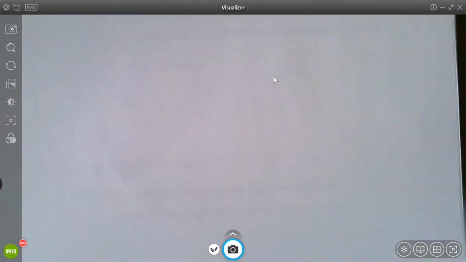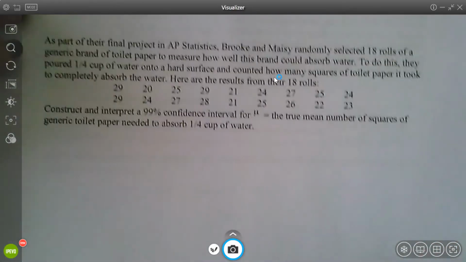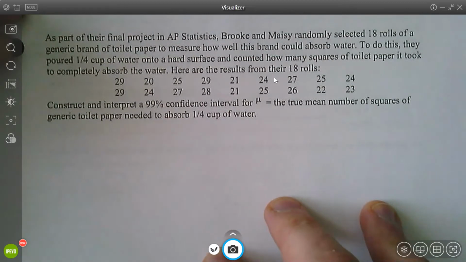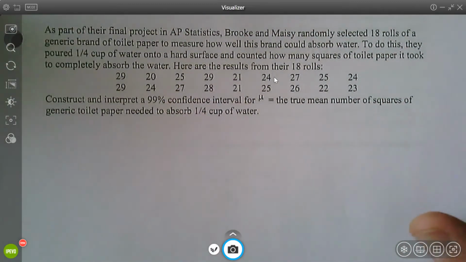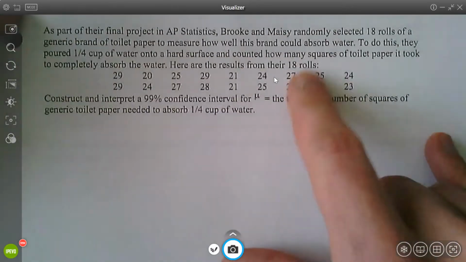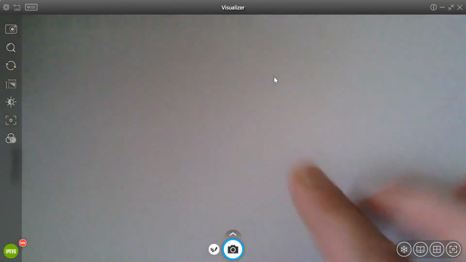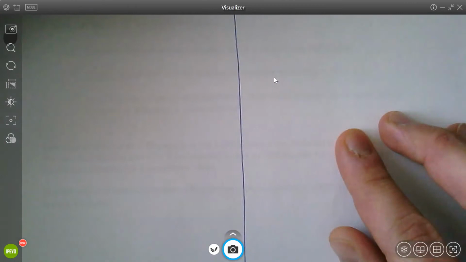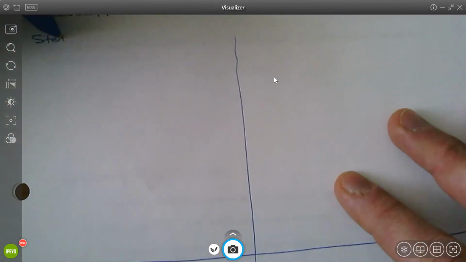All right. So at this point, what I'd suggest is that you pause the video and work through this question completely on your own, following the 4-step process, and then come back and watch me work through this. So here goes. As I read through this scenario, I can tell that they're looking at how many squares of toilet paper. It says mu, the true mean. This tells me it's quantitative. The fact that they've used mu and said true mean, huge hints. So I'm going to follow this 4-step process.